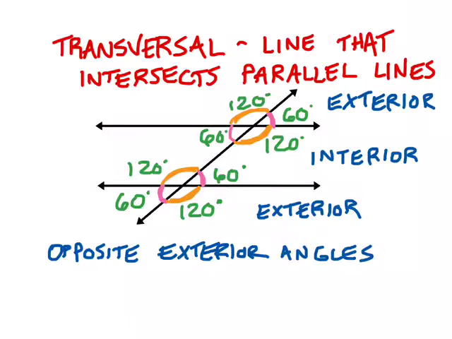And when I talk about opposite exterior angles, what I'm talking about are angles that are on the opposite sides of the transversal but exterior to both parallel lines. For example, this 120-degree angle would be opposite exterior with this other 120-degree angle, because they're both on the exterior of the parallel lines and they're on opposite sides of the transversal. Similarly, these 60-degree angles are the same. 60, 60. Those are opposite exterior angles as well.